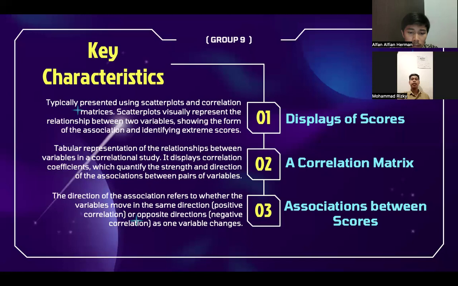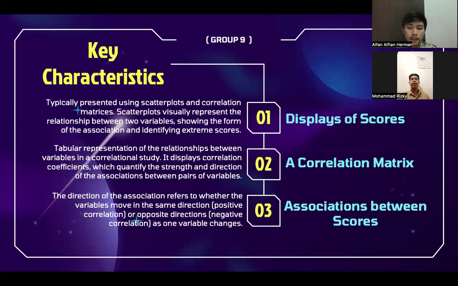A correlational matrix is a tabular representation of the relationship between variables in a correlational study. It displays correlation coefficients which quantify the strength and direction of the association between pairs of variables. So correlation matrices are useful for hypothesis testing and model building in correlational research. Researchers can use the correlation coefficients to test specific hypotheses about the relationship between variables and to develop predictive models that explain and forecast outcomes based on the identified associations.